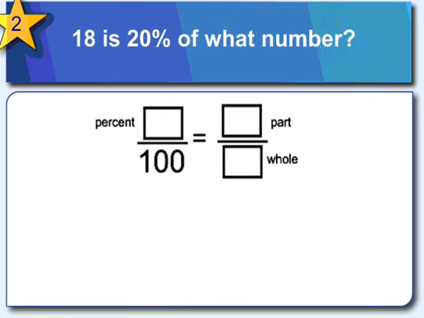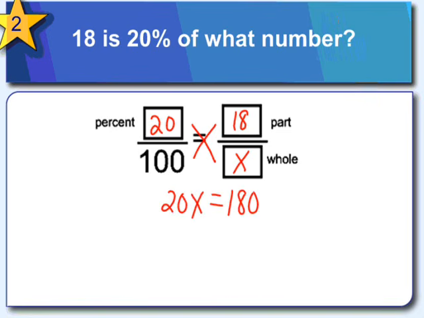Let's try another one. 18 is 20% of what number? Well, we know the percent. So 18 is equal to 20% of what number? So I'm going to use x for our whole. We're going to cross multiply. 20x equals 1800. Got a nice easy one-step equation. Divide by 20, divide by 20, and our missing number would be 90.